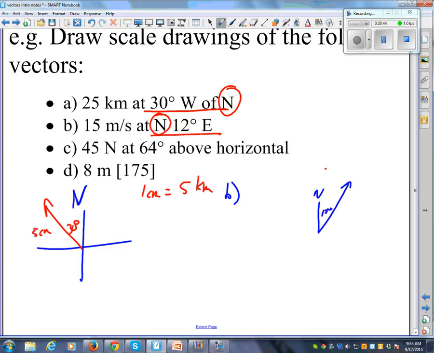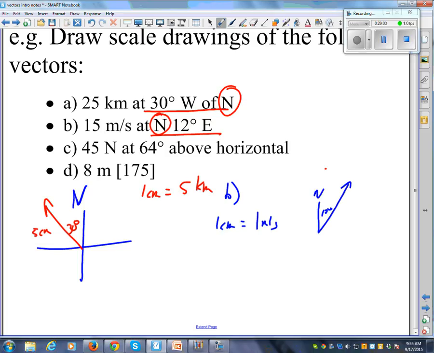Okay? How far? 15 meters per second. So I'm going to have 1 centimeter equals... I talked to McKenna a bit about this. There might be others that are not sure about the scale. 15 meters per second. You could go 1 centimeter equals 1 meter per second if you want.